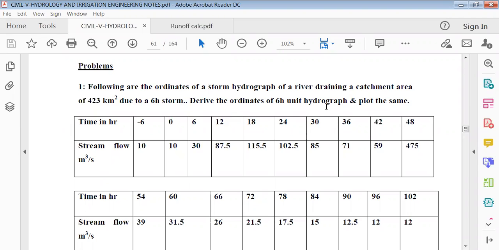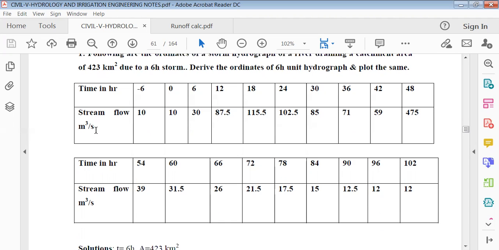Following are the ordinates of a storm hydrograph of a river draining a catchment area of 423 kilometer square due to a 6-hour storm. Derive the ordinates of the 6-hour unit hydrograph and plot the same. They've given you a table of time versus stream flow. Time is in hours, the first row indicates the time, and it starts from -6 up to 96 hours, and stream flow is in meter cube per second.